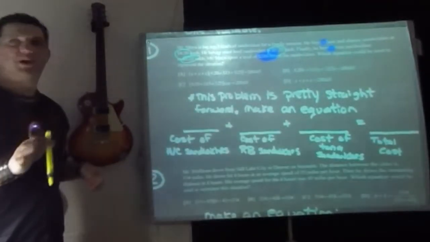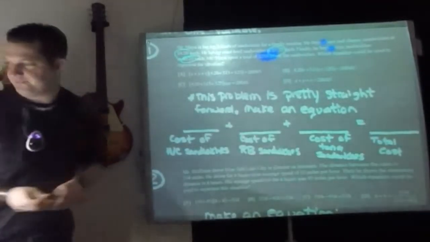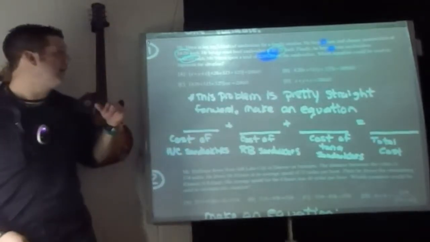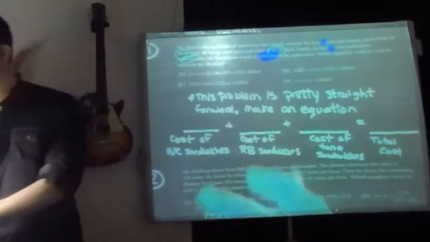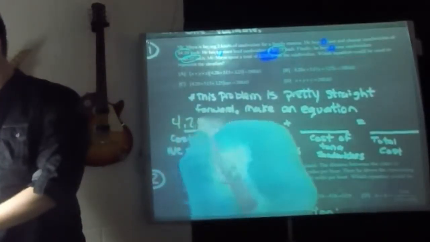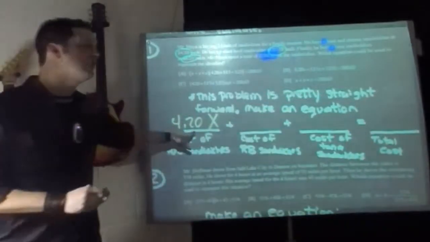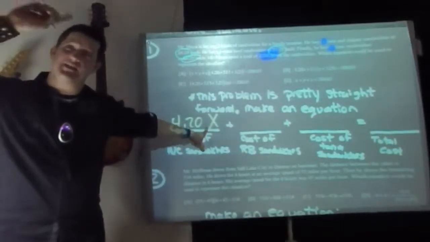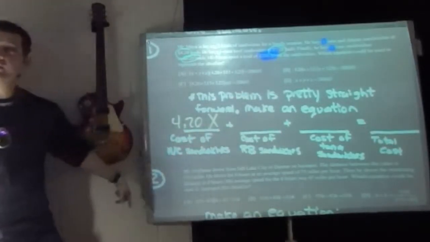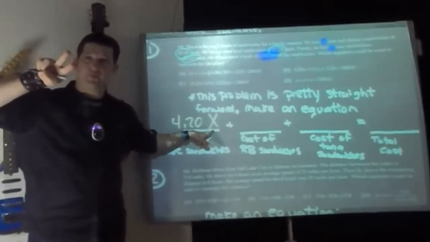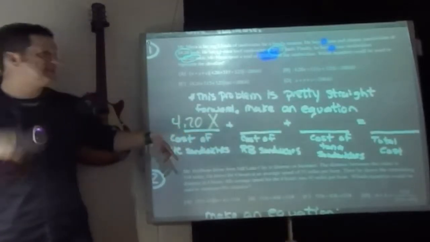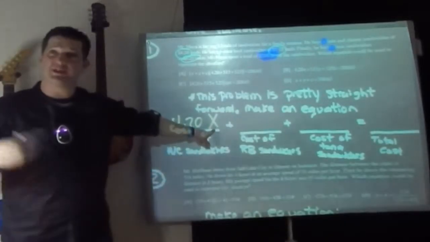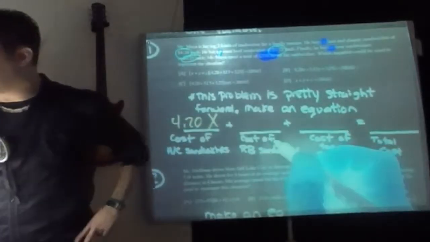All right, the cost of ham and cheese sandwiches. We don't know how many he bought. That's why we have a letter for this. What is it? X. He bought X amount. How much did each one cost, though? $4.20 times however many. So if he only bought one of these, it costs $4.20. If you bought 2 of these, it would cost $8.40. 3 of them, $12.60, and so on. We don't know how many he bought. We would just multiply.